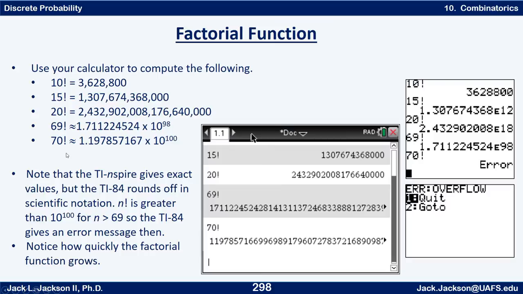You may be used to some other functions that grow fast, like some big power functions. Exponential functions grow faster than that. Well, factorials grow even faster than that. By the time we're up to 70 factorial, it's too big for the TI-84 calculator to even work with. So that's kind of interesting, but we can use the calculator to at least approximately work these out for the bigger ones and exactly work it out for the smaller ones.